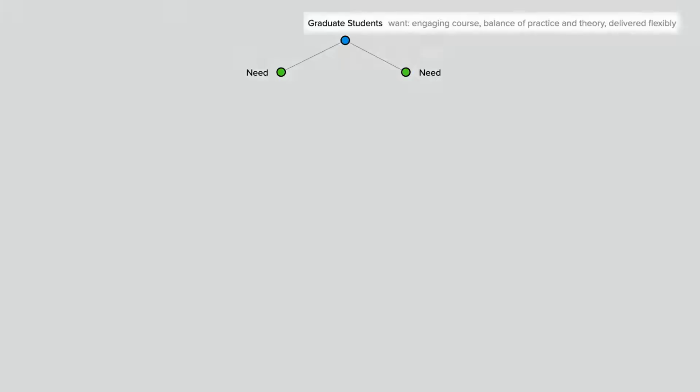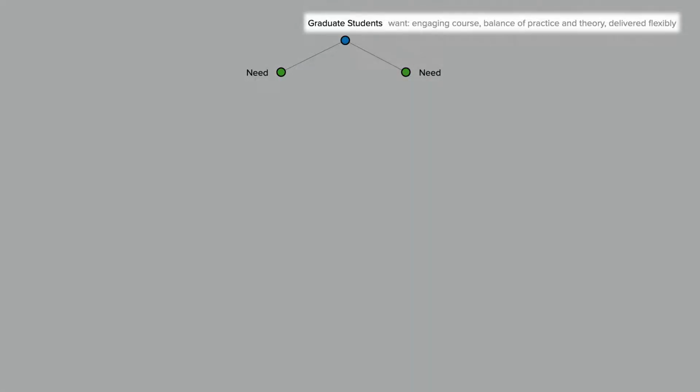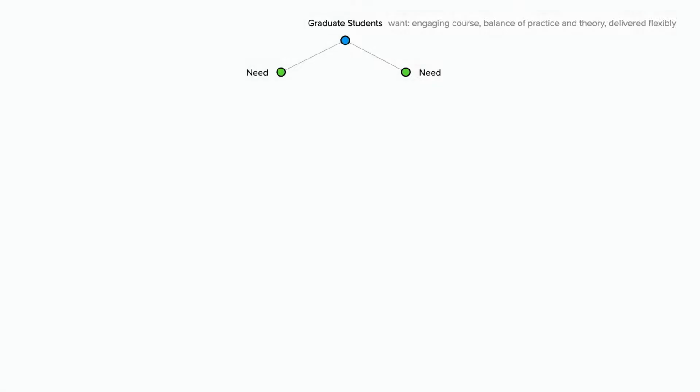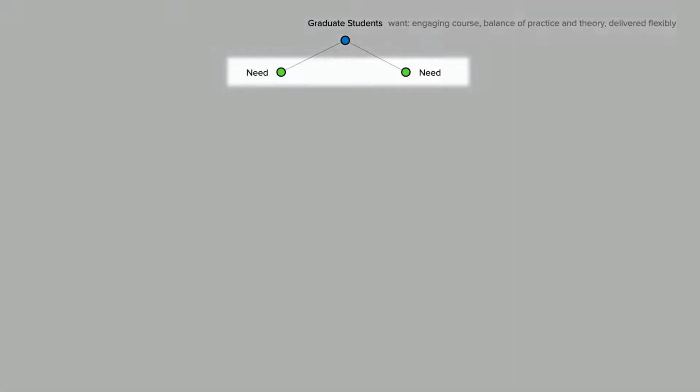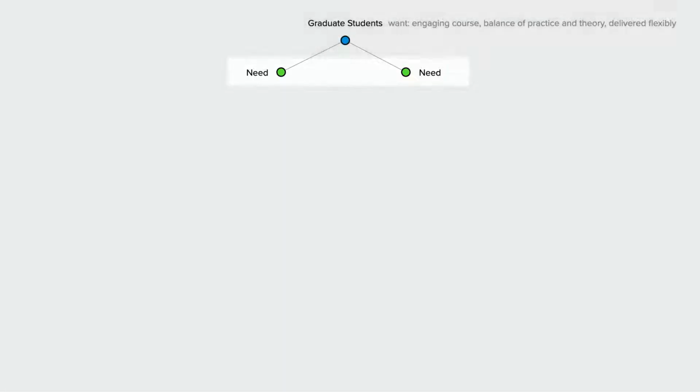But we are confident our users want engaging courses, balanced between theory and practice, and delivered flexibly. That's a great starting point. Now we have to think how they're looking to satisfy these desires. After some discussion, we agreed they'd be looking for information about the various courses on offer out there. And they'd also be looking for some evidence to confirm what they're being told is credible.